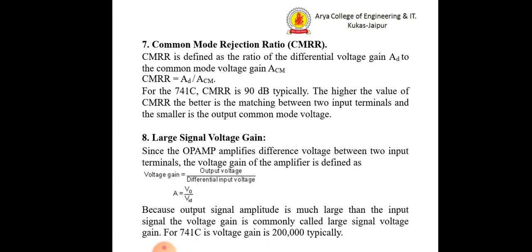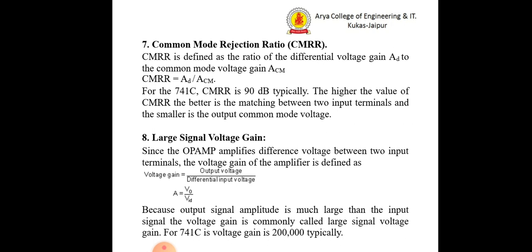The higher the value of CMRR, the better the matching between the two input terminals and the smaller the output common mode voltage. So, if you want to understand whether your op-amp will work correctly or not, you can check these particular parameters. If the CMRR value is high enough, the two transistors used to configure the op-amp are quite matched, and hence it will work quite correctly.